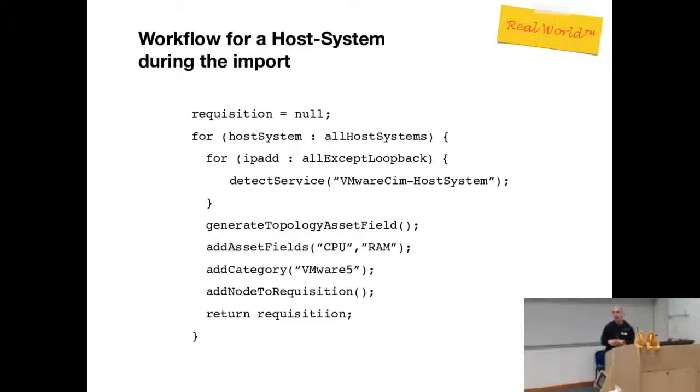What does the detect service do? The detect service tries to just retrieve one numeric sensor metric from this host system. If it's able to get a numeric metric back, then we know we can communicate with it. That SIM protocol. Yeah, right. We're using exactly a SIM call. So it tries to make a SIM call for a numeric metric. If we get one, we assign the service. If not, we go to the next phase and try again.